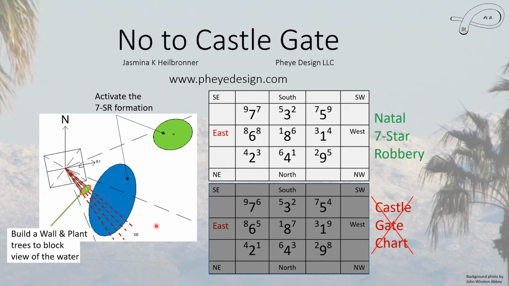remove the castle gate. So the castle gate is no longer there. If you can't see it, it can't affect you. That may seem weird, but that's the way Feng Shui works. And you go back to your original 7-star robbery chart. So this is how I would deal with a case where you don't want to activate the castle gate.